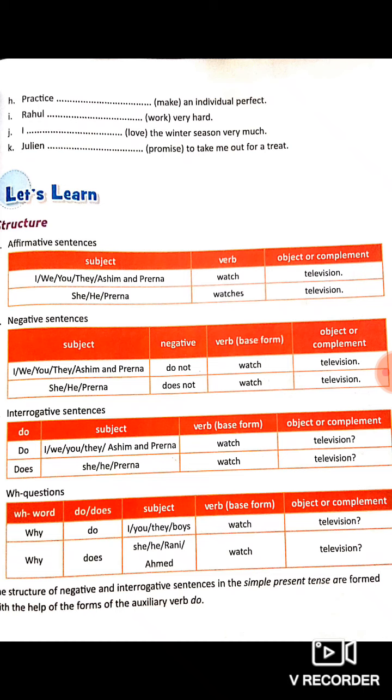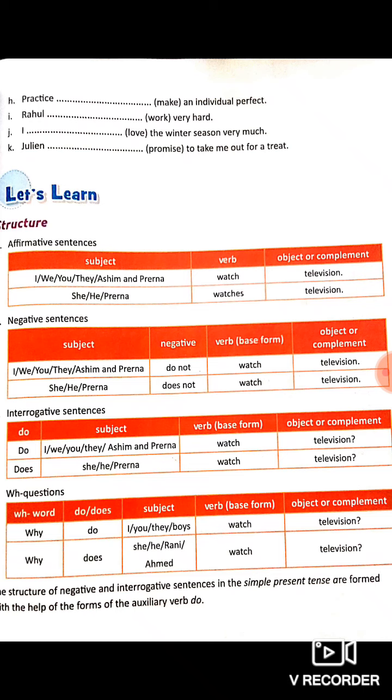Next is WH questions. Why do I watch television? For WH questions, first of all we use the WH word, then we use the do verb, then we use the subject plus the base form of verb plus the object or complement. This is the usual structure. Why do you watch television? We can never say why you do watch television. That is a wrong sentence.